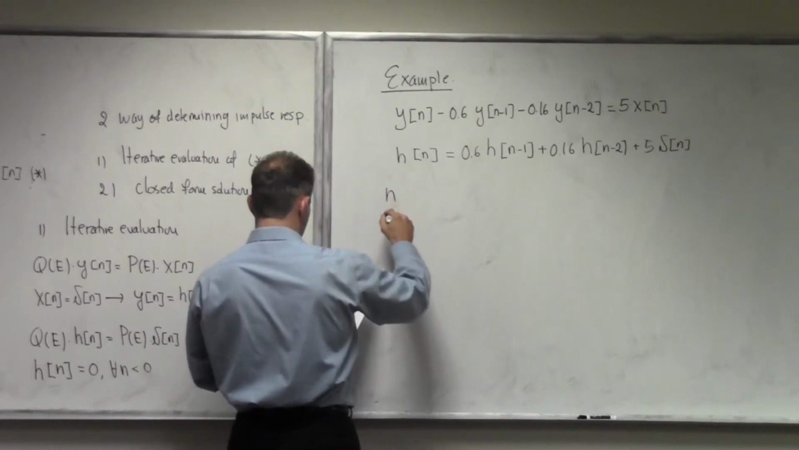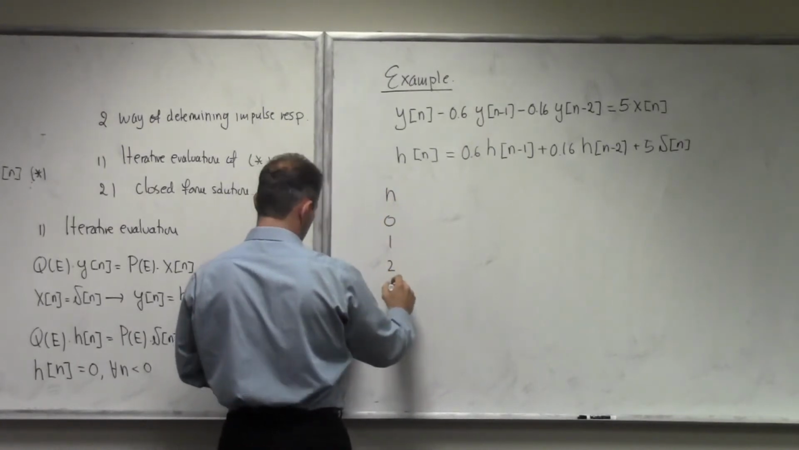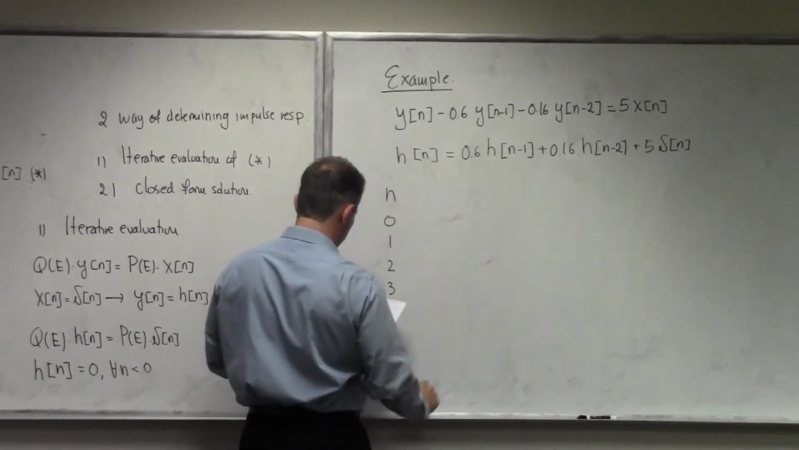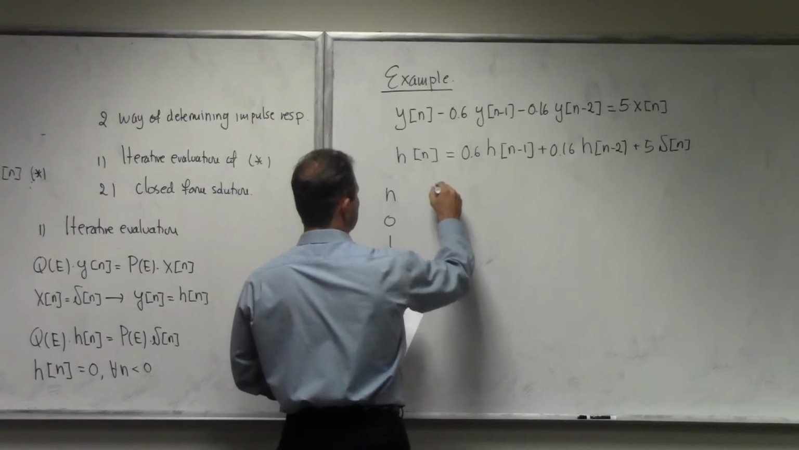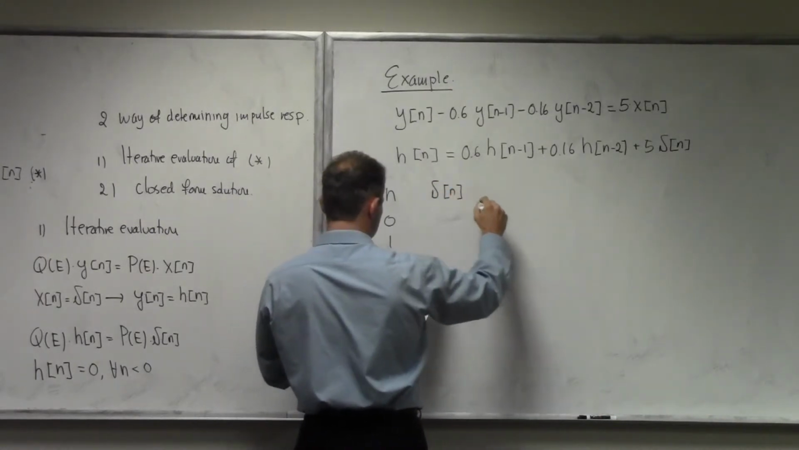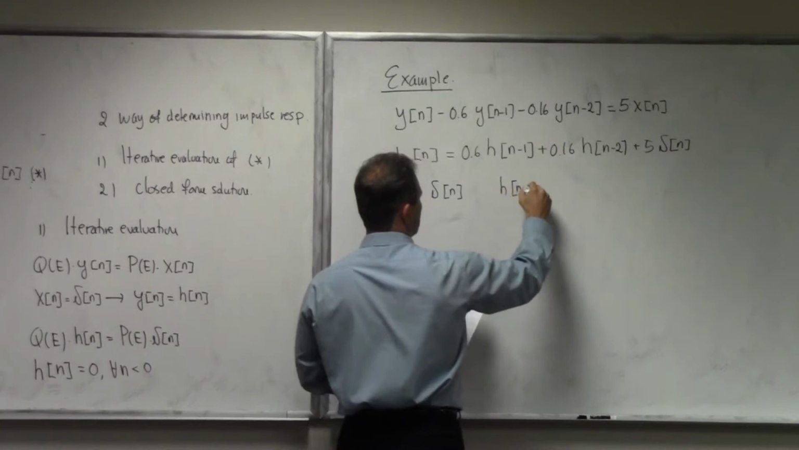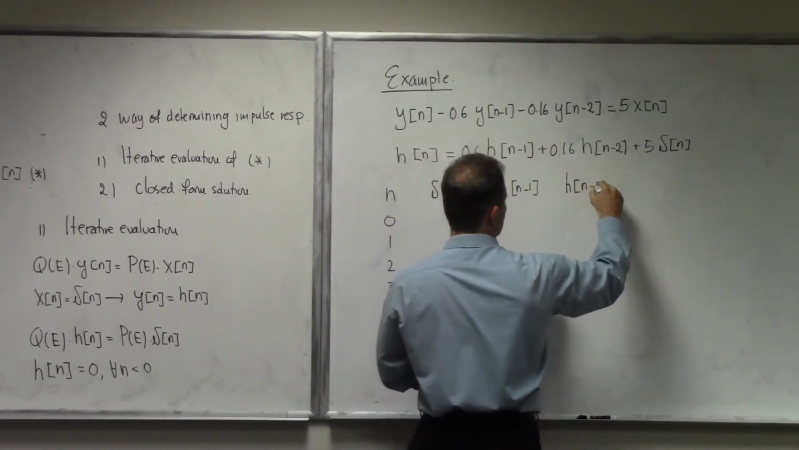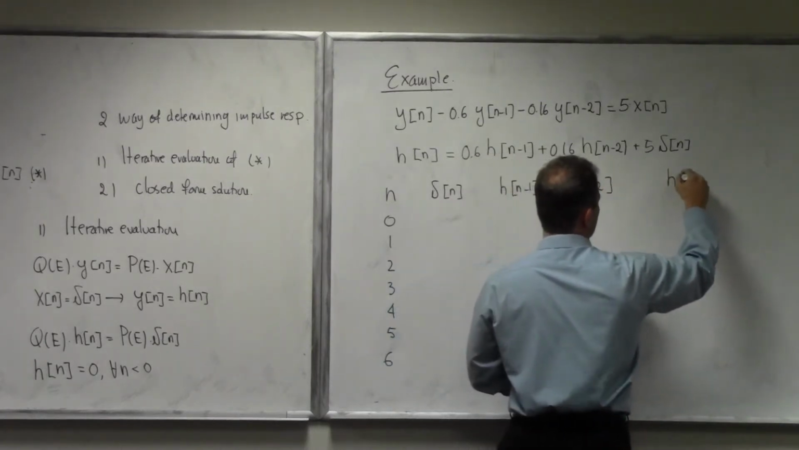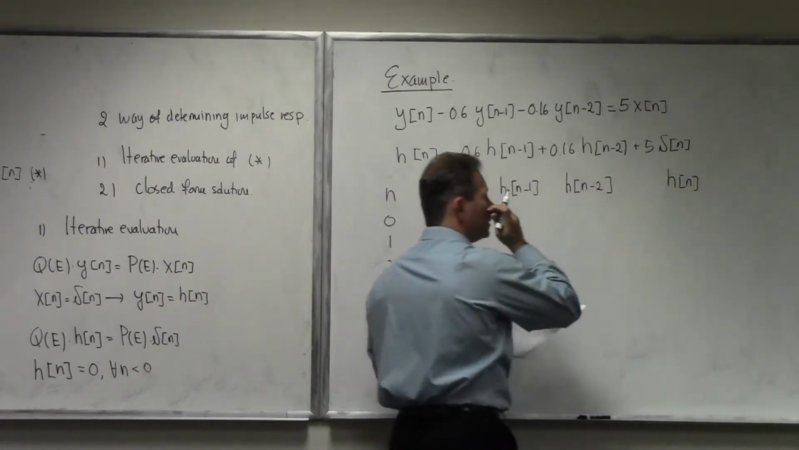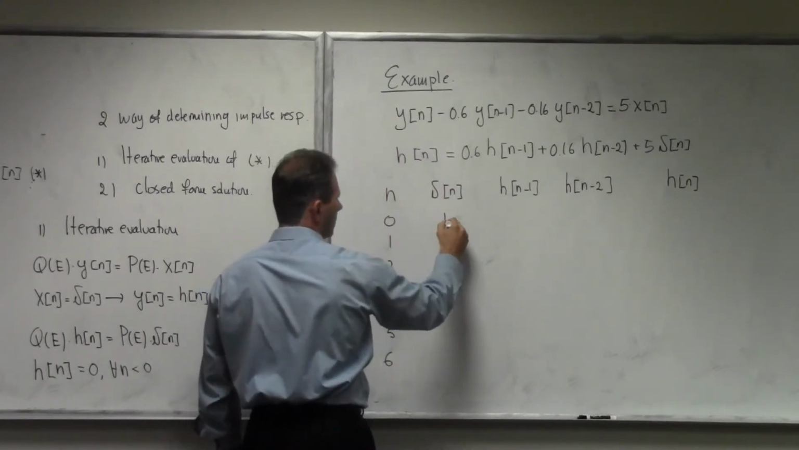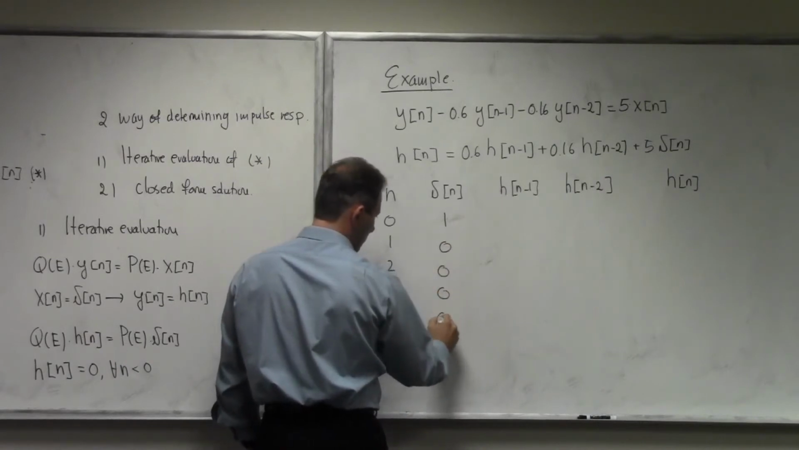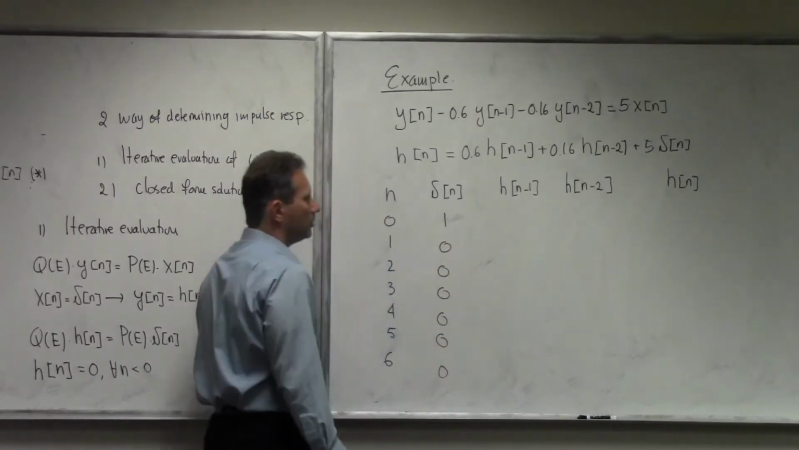Now, what I do is I just patiently read through samples. So 3, 4, 5, 6, and so on. This is your delta[n], your input. This is h[n-1]. This is h[n-2]. And this is h[n]. So what does my delta look like? Well, it's 1 at n equals 0, and it's 0 for all the other lines. So this is my input here.